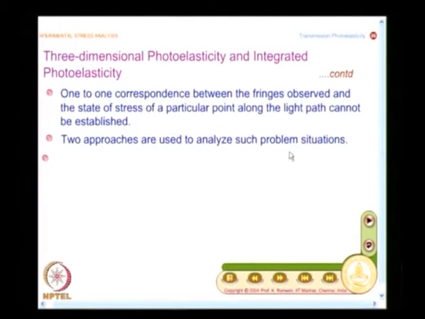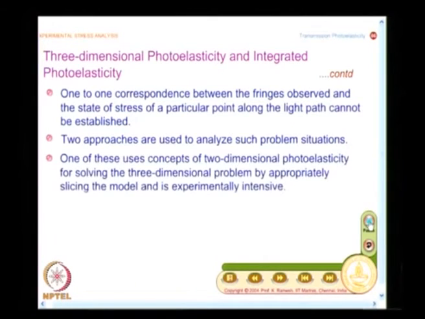So, now you have 2 approaches that are used to analyze such situations. That is what I said, when engineers look at a problem, they try to find a solution. One of these uses concepts of 2 dimensional photoelasticity for solving the 3 dimensional problem by appropriately slicing the model. This was possible because of a very unique phenomenon called stress freezing.